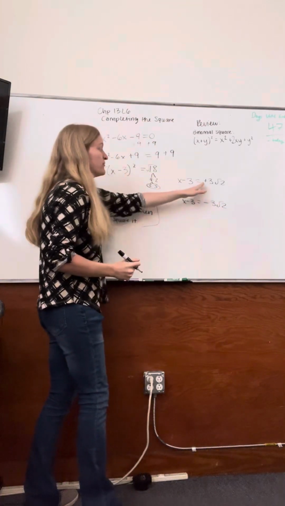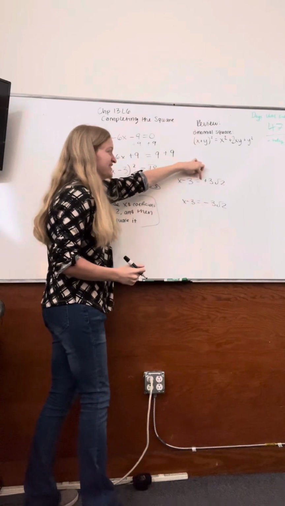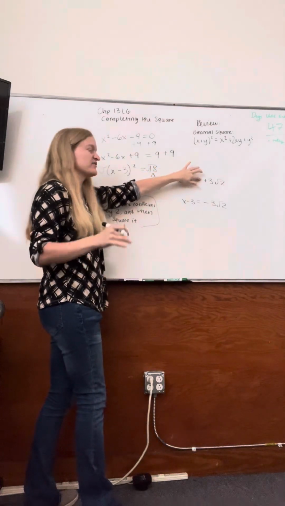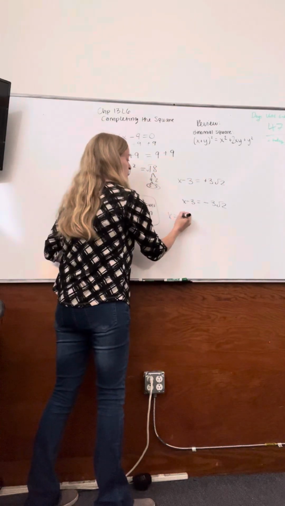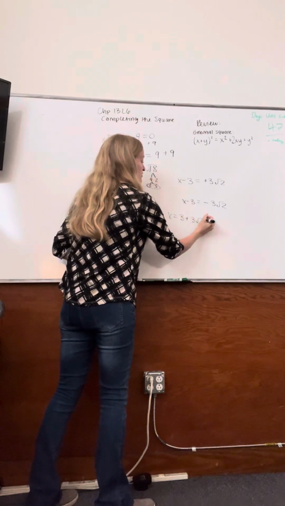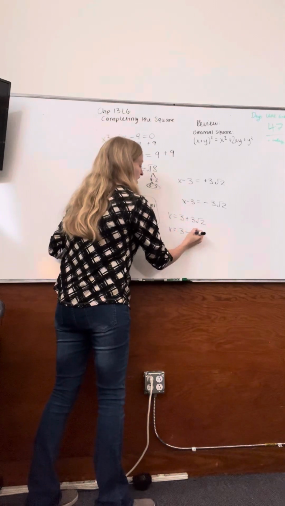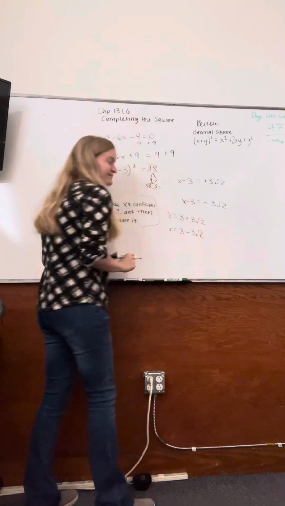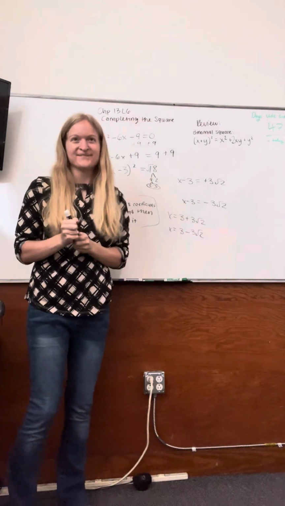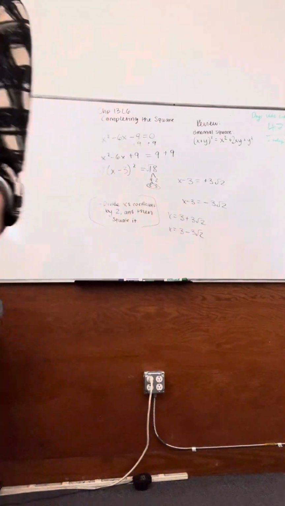So when I add that 3 across, I'm just going to drop it in front. These are a little weird, we're out of time, but it is x equals 3 plus 3 square roots of 2, and x equals 3 minus 3 square roots of 2. Finally got it. I finally got that far too. Awesome. But my brain just died.